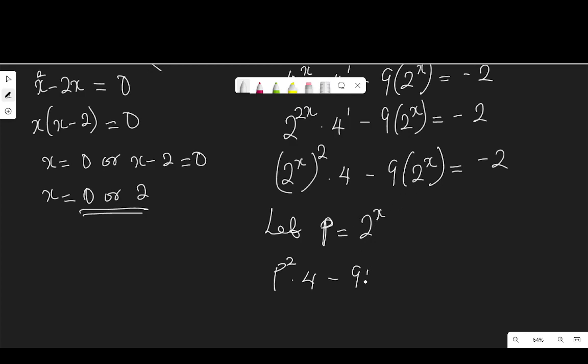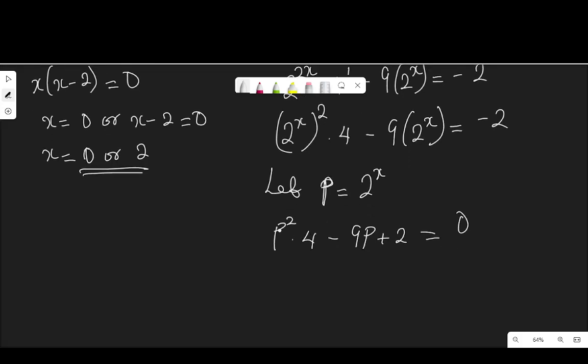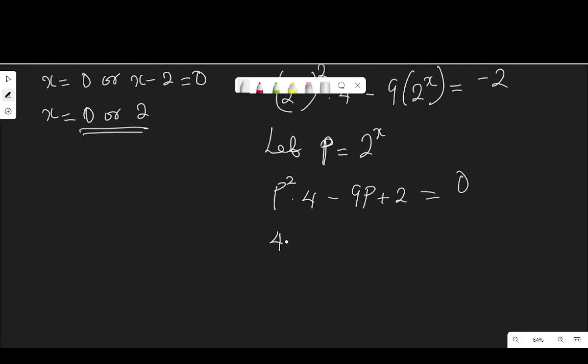with p, minus 9p. This negative 2, I want to move it to the other side. So when it crosses equality, it becomes positive, equal to 0. And 4 times p squared is 4p squared. 4p squared minus 9p plus 2 equal to 0. We have arrived at a quadratic equation.